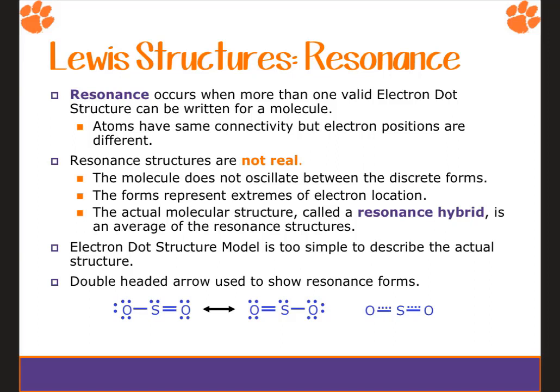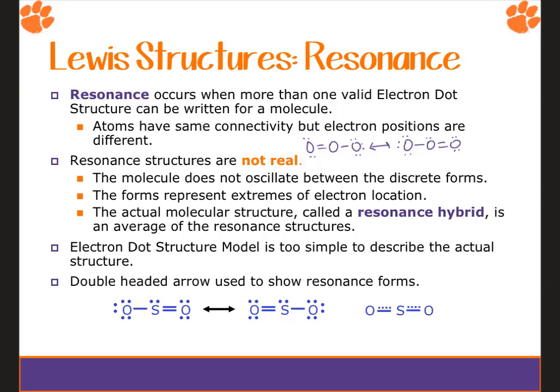It's very important for you to recognize that these are not real structures. Ozone doesn't have two different structures, with the electrons living in a double bond on one half of the molecule in one structure, and then on the other half in the other. It's not true. It doesn't alternate between the two. The forms that you draw represent the absolute extremes of the electron locations. What the structure actually looks like is what we call a resonance hybrid, which is an average of all the resonance structures.